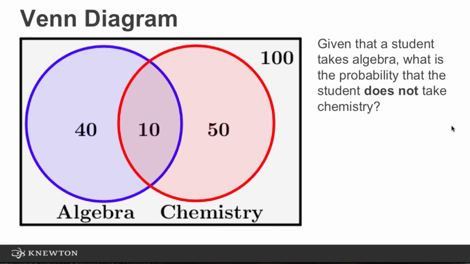Okay, now we're given one last question. Given that a student takes algebra, what is the probability that the student does not take chemistry? So again, we have to pay attention to our given information. We're given that the student takes algebra. So that means we're going to be in the blue circle over here. That's the students who take algebra.